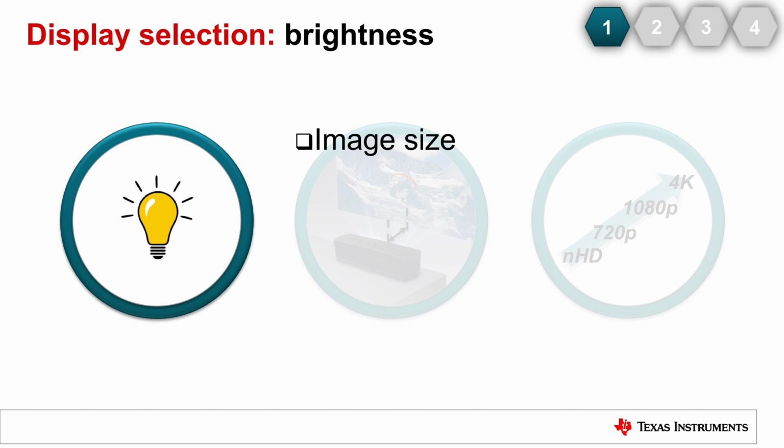Now let's look at brightness. For brightness, there are a couple of considerations to think about. First of all, you have the image size, and so for a larger image, you will require more brightness. Secondly, you'll have to think about the ambient light conditions. Obviously, if you're in a dark room, you're going to require very little brightness versus if you are in a living room or even outside, you're going to require more brightness.